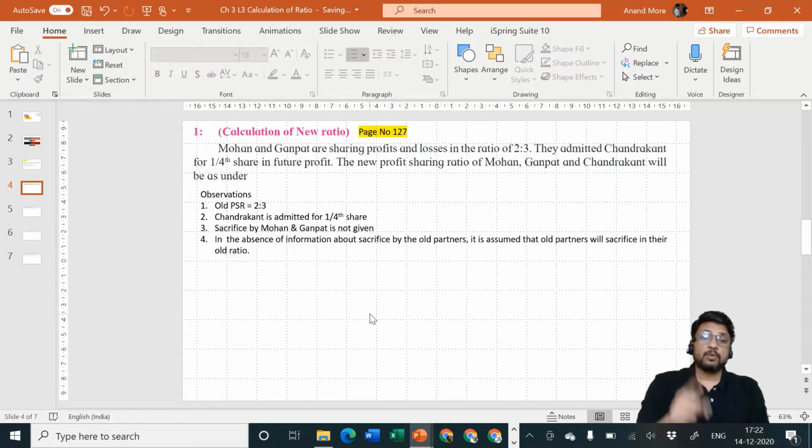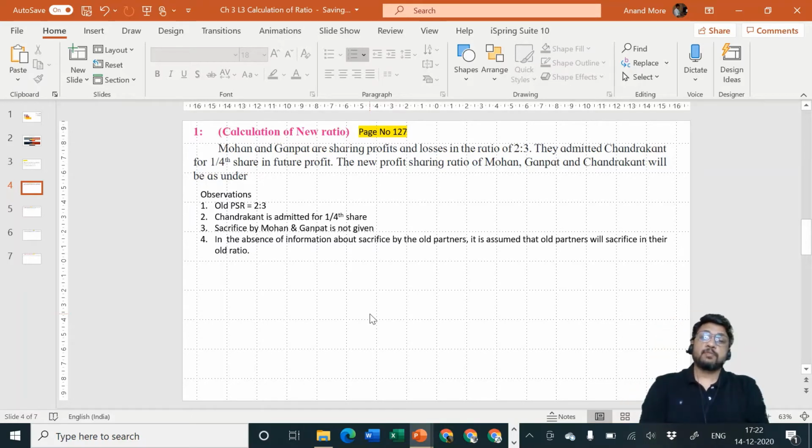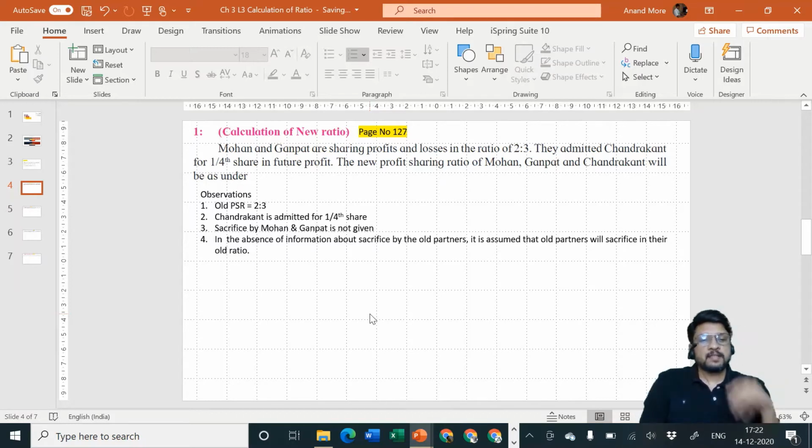This is an important rule which you should keep in mind forever in your life, not just for 12th standard exam, forever in your life. If nothing is mentioned, then we can say that old partners are sacrificing in their old ratio. Just like if there is some big disaster, then we expect that rich persons in the society should contribute more and poor persons may contribute less. Or tax, who should pay how much tax? Simple logic. We say rich people should pay more tax and poor people should pay less tax. So same is the logic here.